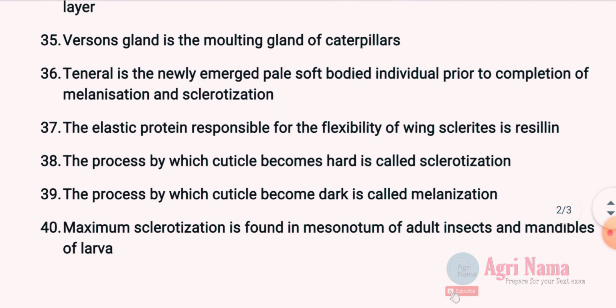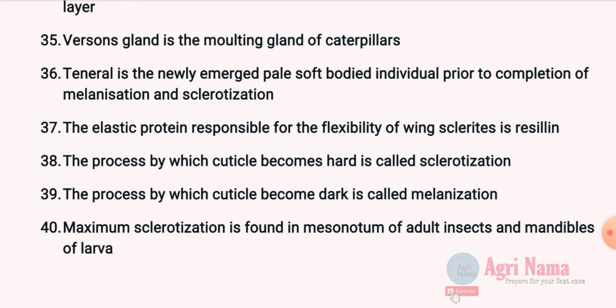36. Teneral is the newly emerged pale, soft-bodied individual prior to the completion of melanization and sclerotization. In the upcoming questions, we will learn what sclerotization and melanization are. So here you just have to understand that teneral is the newly emerged pale soft-bodied individual prior to completion of melanization and sclerotization. मेलेनाइजेशन और sclerotization से पहले जो soft body वाले insects होते हैं उसे teneral कहते हैं.